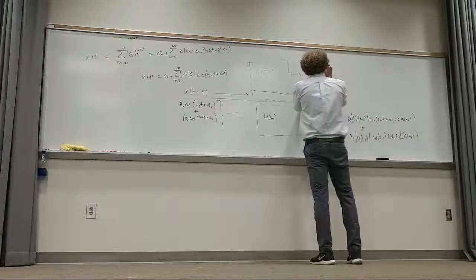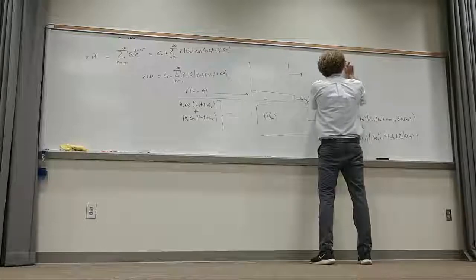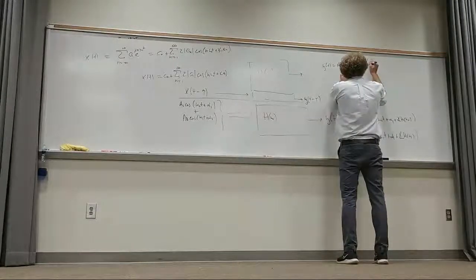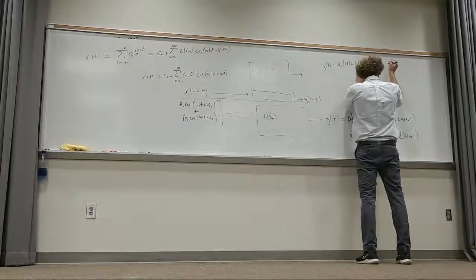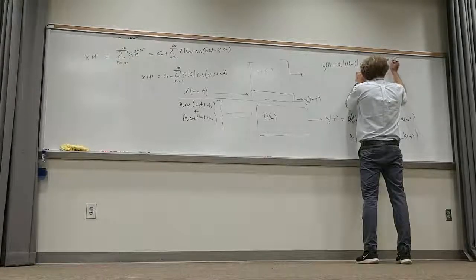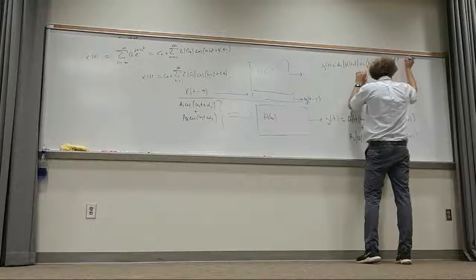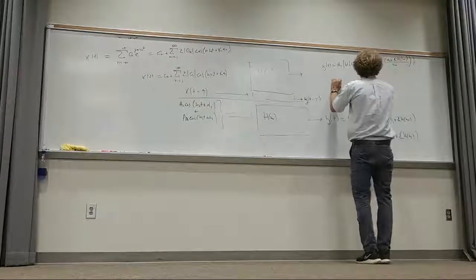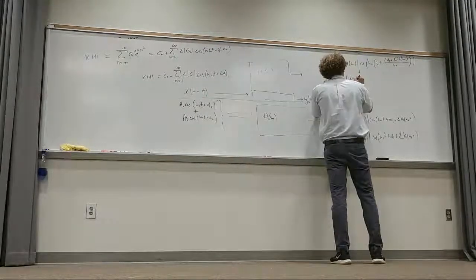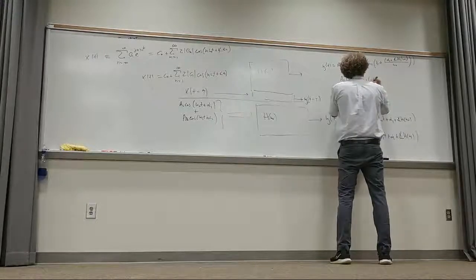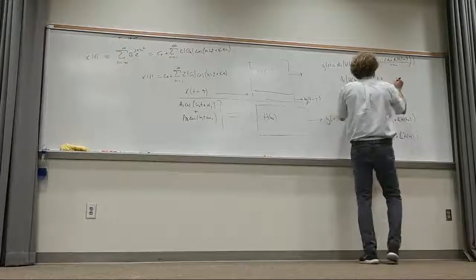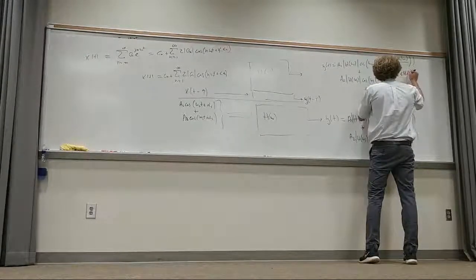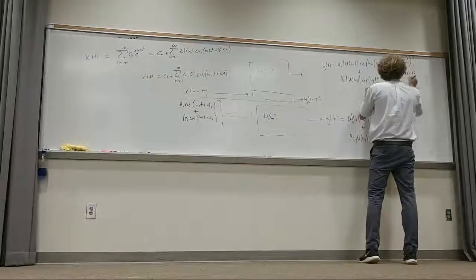I'm going to say that this y of t is equal to A1 magnitude of h of omega naught times cosine of omega naught quantity t plus, and then this quantity, alpha 1 plus the phase angle of h of omega naught over omega naught, plus A2 magnitude of h of omega 1 times cosine of omega 1 times t plus alpha 2 plus phase angle of h of omega 1, all over omega 1.